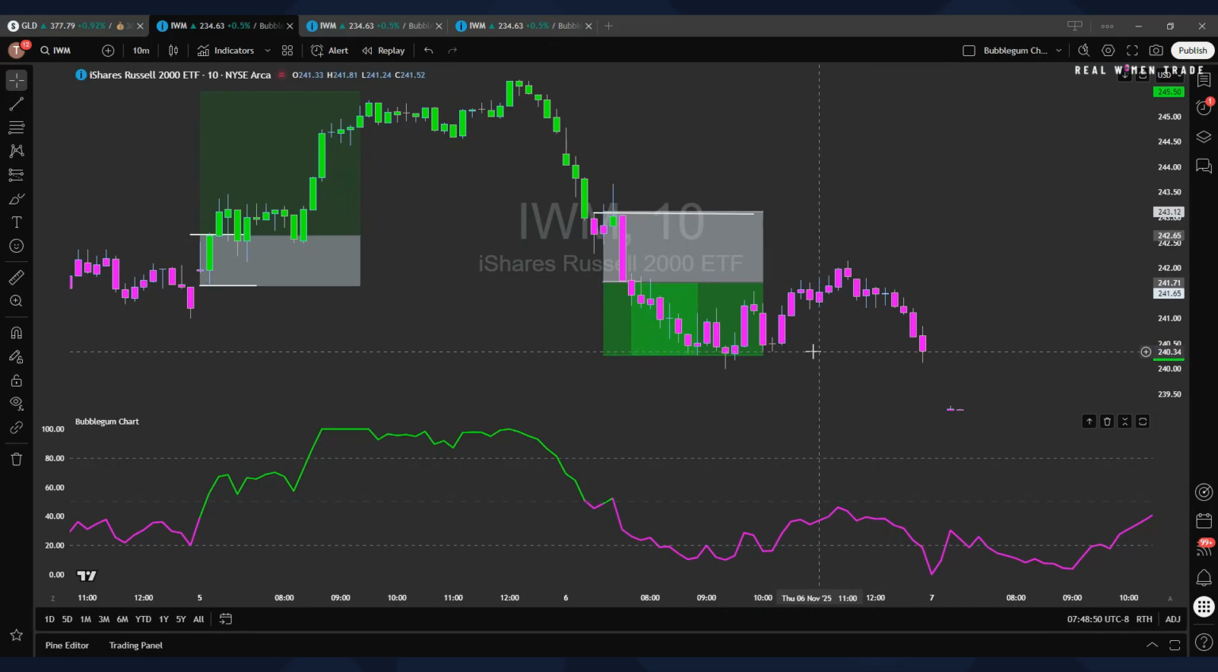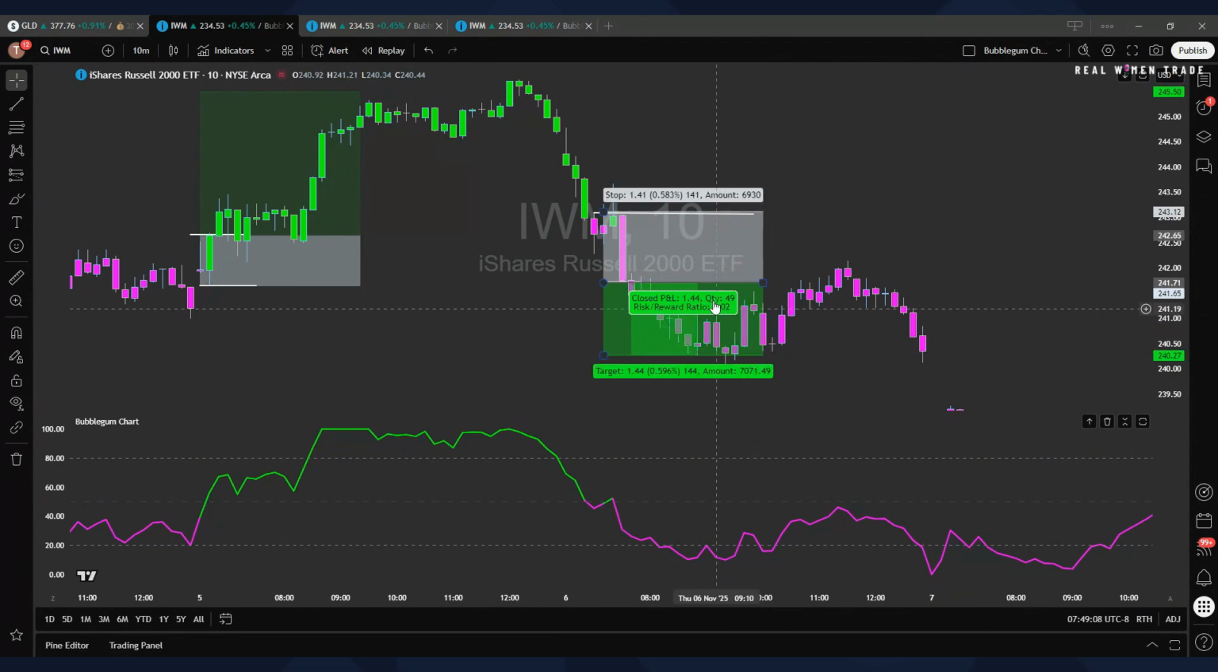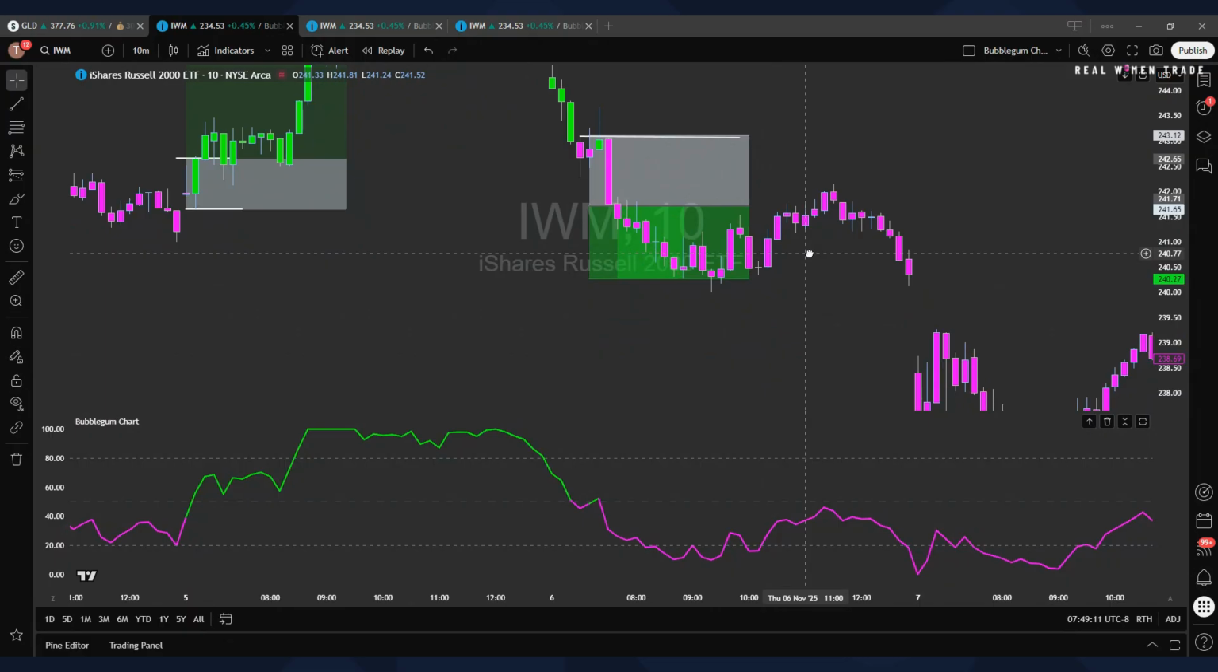And then if we keep going, we can see the market pulled back in. If you wanted to hold, you could have, because our bubble flow has not gone green. It went back up towards the 50, so we have a pullback, and then at the end of the day, it continued to fall. So you could have taken this trade.